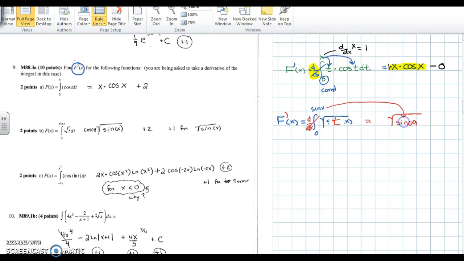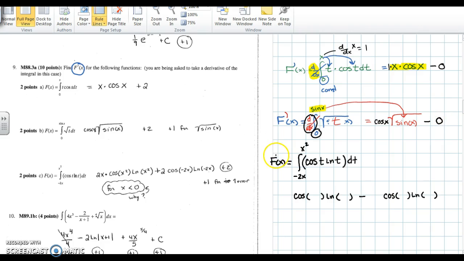sine of x, and we need to recognize that the upper limit will now have a derivative. So instead of multiplying by 1 as in the first example, now we're multiplying by the derivative of sine, cosine, and that's again because of the chain rule. We said we were going to take a derivative, and this upper limit will be our inner function, minus the derivative of 0, which will be 0, so I don't have anything there.